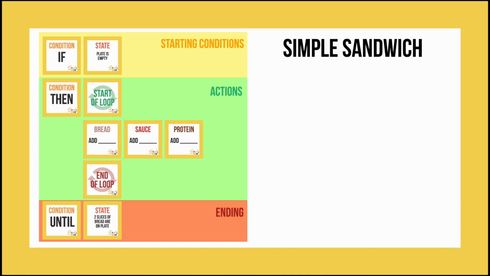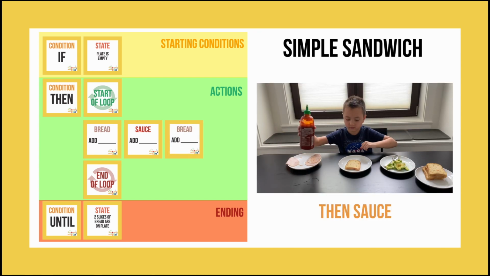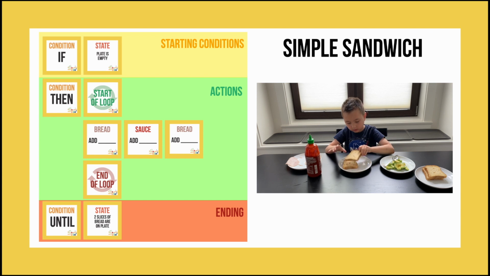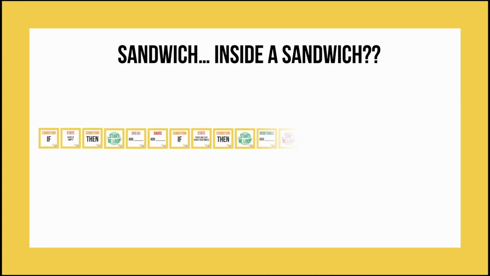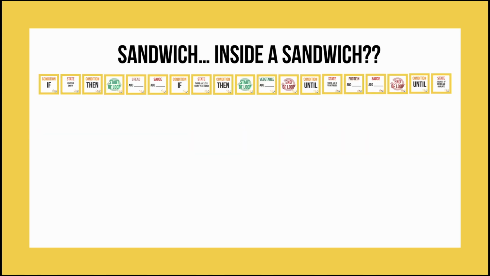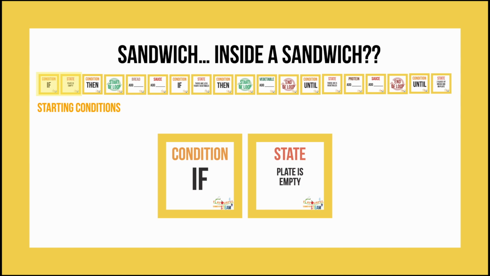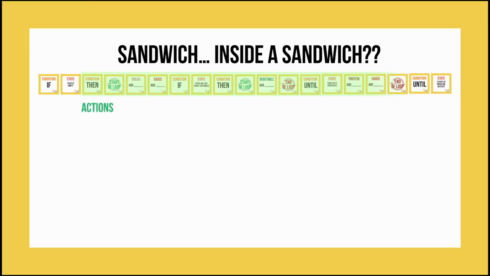Next up, what happens if we shorten the list of ingredients? This time, our loop has only bread, sauce, bread. In this case, we satisfy our loop really early on, so we can use this logic to customize our sandwich. Now let's get a bit more complicated. This looks scary, but again, we will go through it slowly. The starting condition is the same as before, checking for an empty plate. The actions are where it gets tricky.